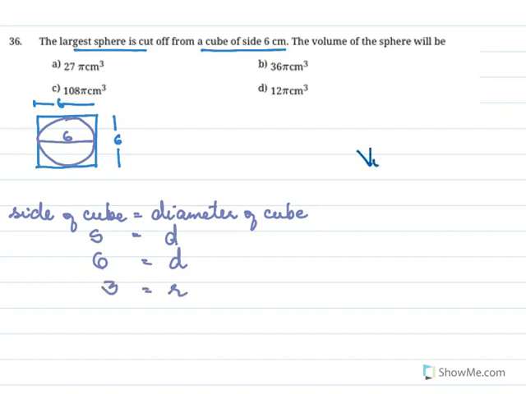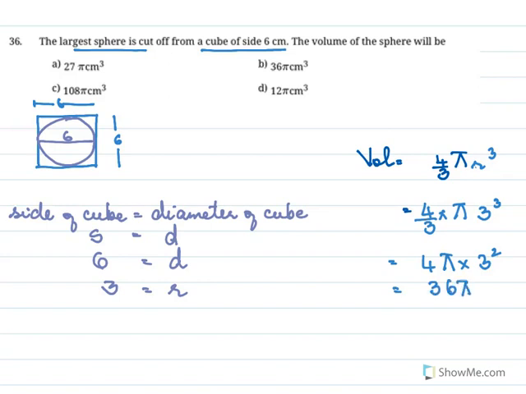Now we need to find the volume. So volume of sphere is 4 by 3 pi r cube. There's only one r here. So that will be now 4 by 3 pi, 22 by 7, or the pi has to be kept as pi only. R is 3 cube. So this will be 4 pi into 3 square. So 36 pi is the answer, centimeter cube.